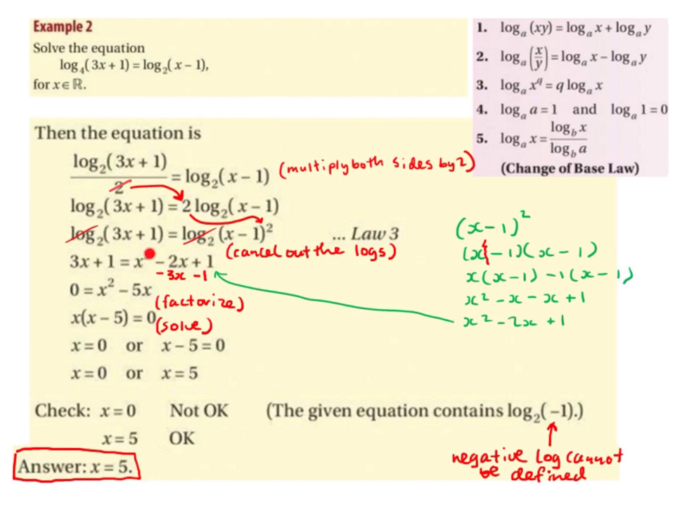The x squared just stayed the same. Minus 2x minus 3x is minus 5x, and plus 1 minus 1 just cancels out. So I end up with 0 equals x squared minus 5x, or I could have written it as x squared minus 5x is equal to 0. Same thing. Now remember, I was asked to solve this equation, and to solve I want to get the x on its own. So the first thing that I'm going to do is I'm going to factorize.